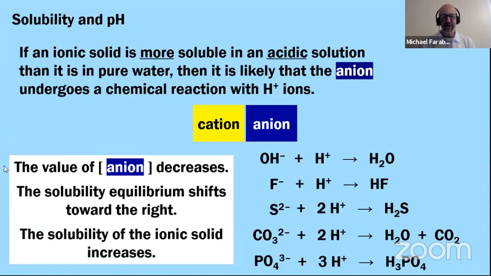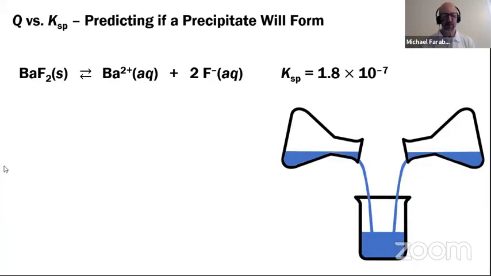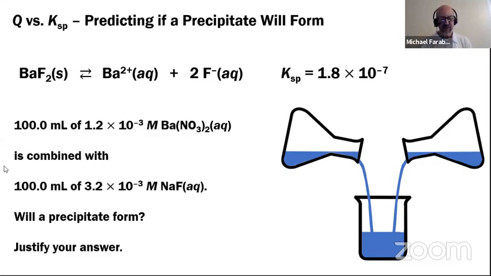All right, I want to talk about Q versus KSP, and then I will get to your homework problem. Here we have two flasks that are mixed together, and the two chemicals that we're mixing together here are barium nitrate, which contains barium ions, and sodium fluoride, which contains fluoride ions. So are we going to make a solid precipitate? It depends. It depends on Q versus KSP. We're going to predict if a precipitate will form.